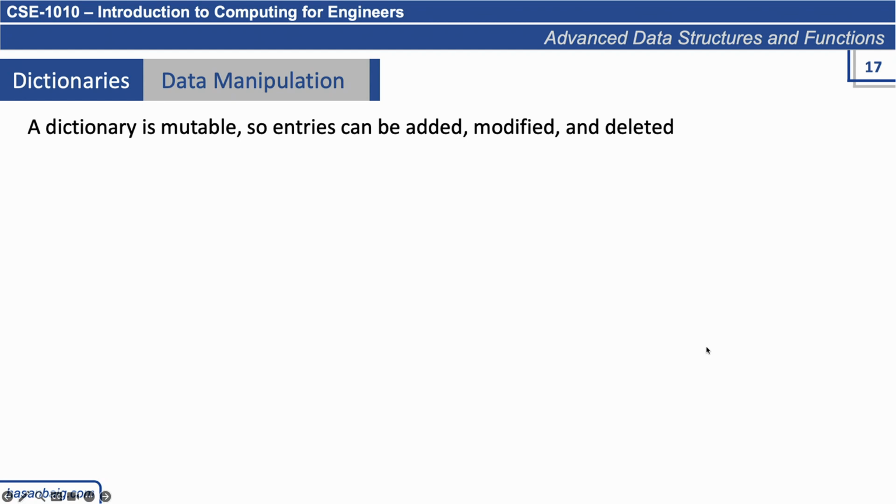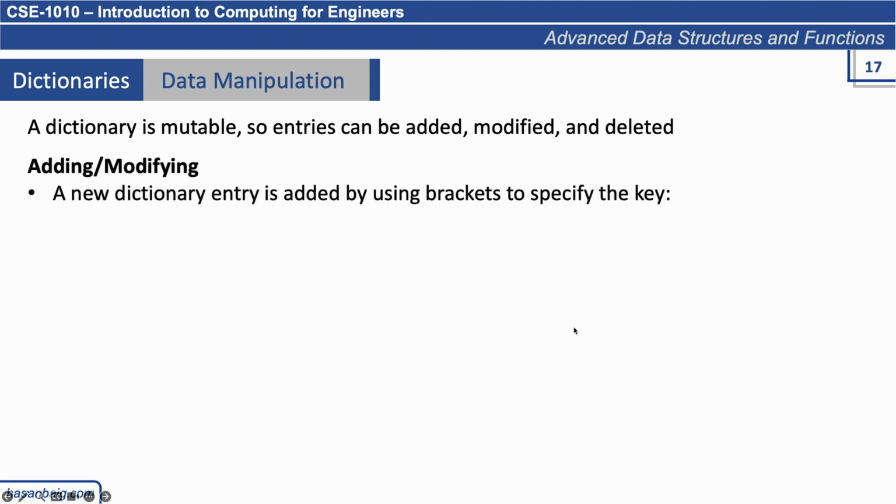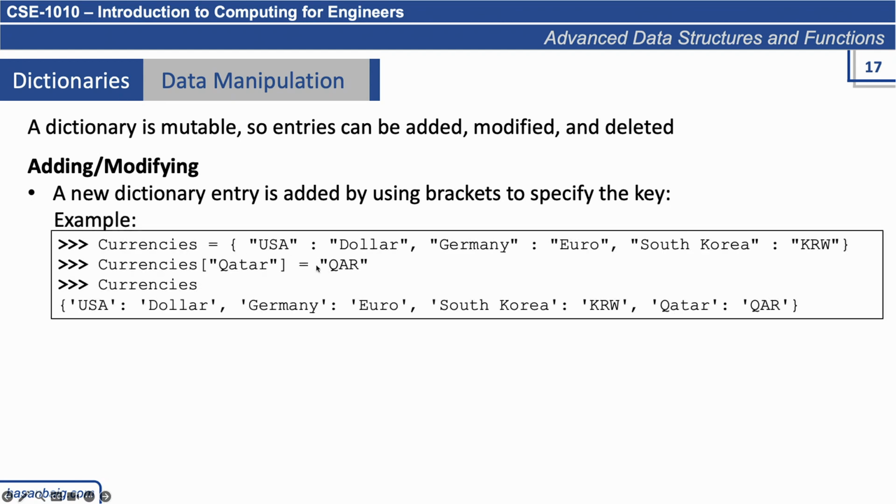So, a dictionary is mutable. We can add elements to a dictionary, we can remove elements from a dictionary, we can change the values of a dictionary key, and we can also delete them. A new dictionary entry is added by using brackets to specify the key. For example, in the same currency dictionary, what we are trying to do here is add a new key-value pair. You access the dictionary first, specify the new key in the square brackets, and then associate its value with the help of the equal sign, and it will add a new key-value pair in the currencies.